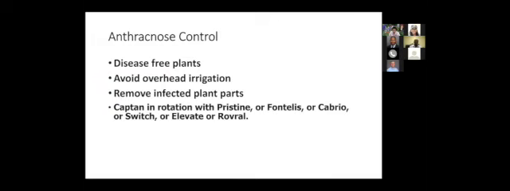There is some resistance out there. Once again, Georgia is testing for resistance for anthracnose and botrytis both. And I see you're there, Aaron. If you've got any updates on that, feel free to jump in at any time here.